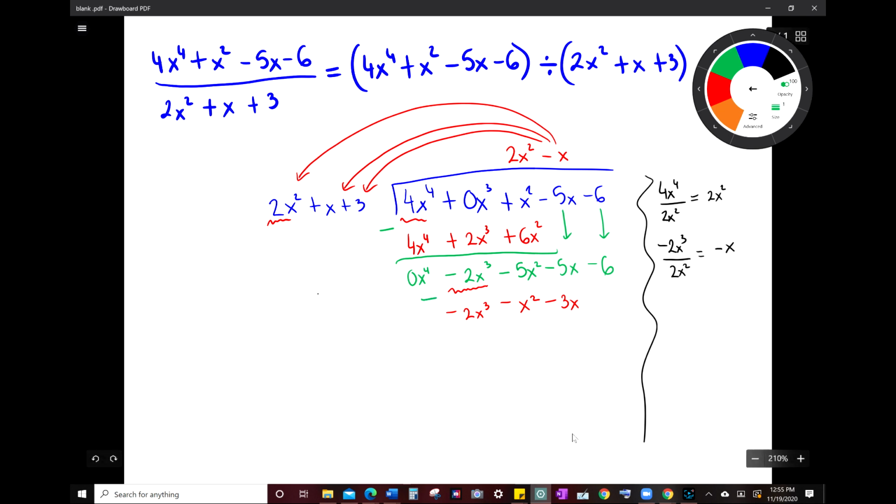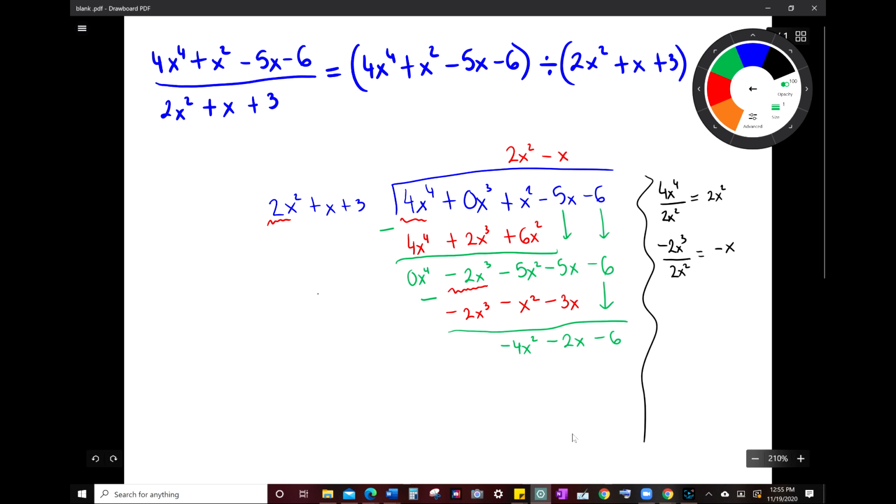And I follow the same routine. I put subtraction here. So now the first term always cancels out, so it gives me 0x cubed. And then next I have negative 5x squared minus negative x squared. So basically I have negative 5x squared plus x squared, and it gives me negative 4x squared. And then negative 5x minus negative 3x gives me negative 2x. Now I bring this down. Now I erase this arrow here and keep going.